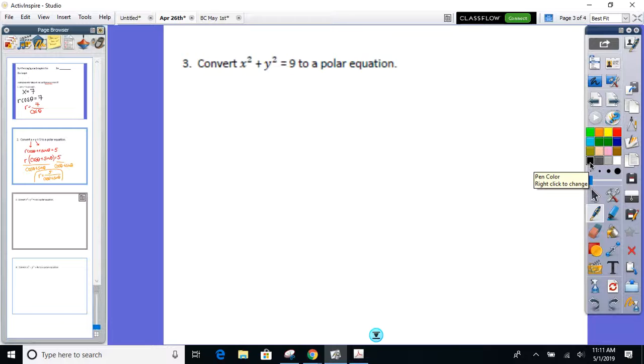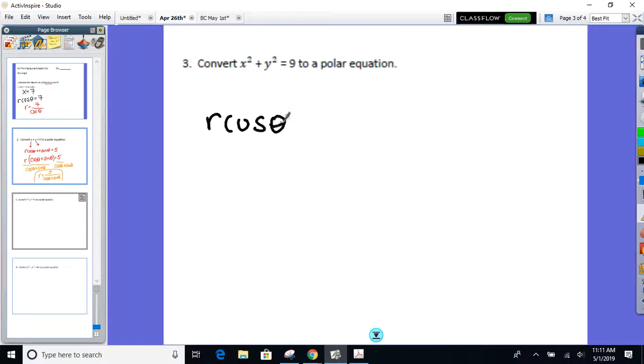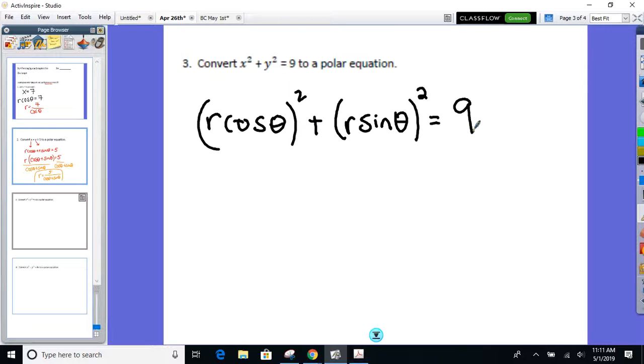All right. Now let's be careful. What are we subbing in for x? R cosine theta, but it's got to be what? I still have to square this. Take a look, I just substituted in for x. What did you substitute in for y? R sine theta, still all squared, equals 9.